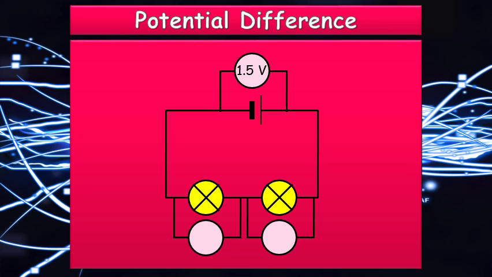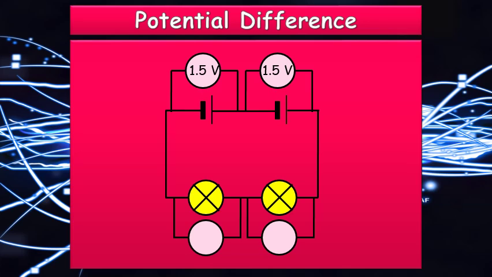Okay, and if we have 1.5 volts, then the supply voltage across these two is going to be shared, because obviously as the electron comes down, it's going to lose half its energy to the first bulb, or transfer half its energy to the first bulb, and transfer half its energy to the second bulb. So it's going to be 0.75 volts in the first one, and 0.75 volts in the second one.